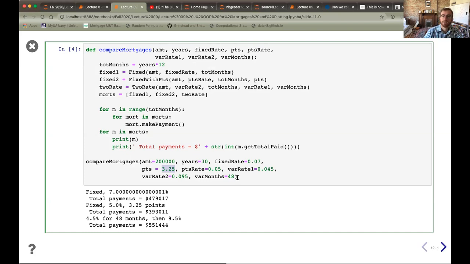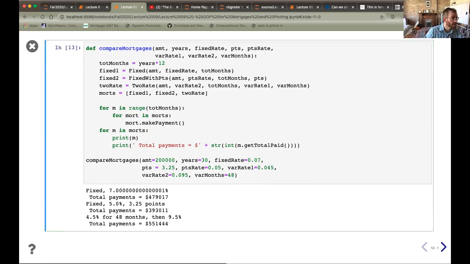And then we're going to compare this with the third mortgage, the one with the teaser rate, one that starts even lower than 7 or 5, but in fact is 4.5%. That's 0.045. But that rate only is valid for the first 4 years. Afterwards, it jacks back up to 9.5%. So you can already see the output here because I've run the cell. Let me go ahead and run it again.